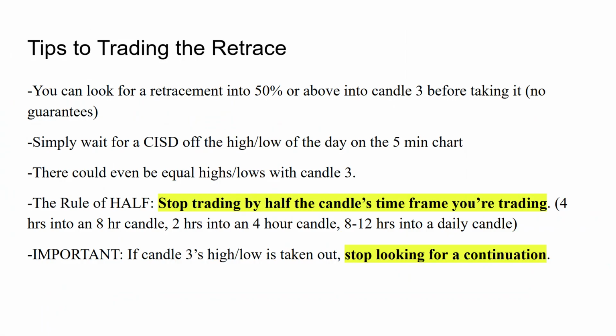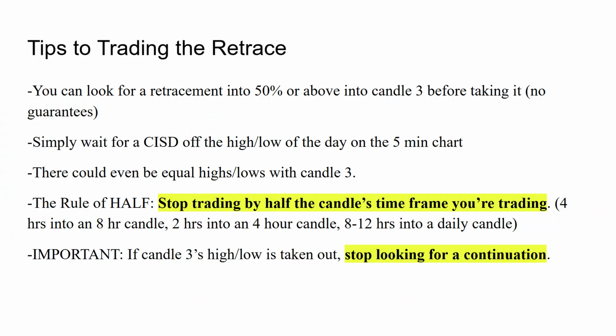You can look for a retracement up to 15% or above into candle 3 around that level. Just draw a fib on candle 3 from the top to the bottom. But there's no guarantee that it's going to bounce off the 50. It's just a level that you can mark. There's nothing magical or mystical about 50% of candle 3.